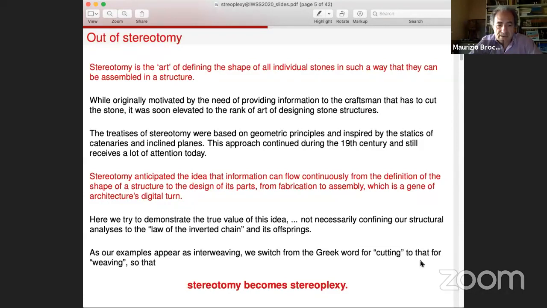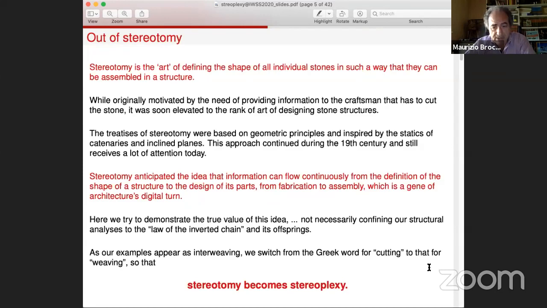What is important in stereotomy is that it anticipated the idea that information can flow continuously from the detail to the wall and back, and from fabrication to assembly. So in this sense, the sentence of Professor Majewski, a stone has three meanings, is what is important to us in stereotomy. On the other hand, the fact that the law of the inverted chain became a sort of law to be respected by all stone structures is something I would like to pass on, in a sense, to go beyond. So this is why I say, instead of looking at the cutting issue, let us talk of the weaving issue. And so stereotomy became stereoplexy.